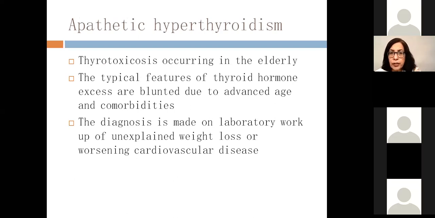Apathetic hyperthyroidism, this is the thyrotoxicosis which occurs in elderly people. Because of the old age and the comorbidities, the features of thyrotoxicosis do not appear. The patient doesn't complain of anything and the features are not there, but the patient can come to you with atrial fibrillation or something like that.